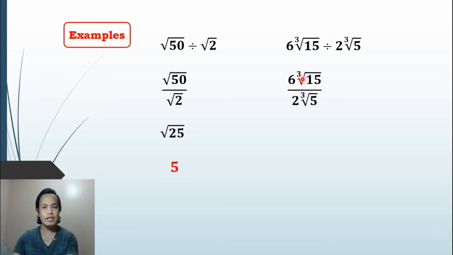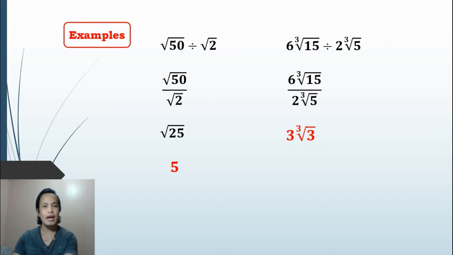Since the indices are the same, we have here 3 and 3, so we can just divide 6 and 2, 15 and 5. Our 6 and 2 here are called the numerical coefficients. So we simply divide 6 by 2, which is 3. Then we copy the cube root. Then 15 divided by 5 is also 3. Since 3 is not a perfect cube, this is now our final answer, 3 cube root of 3.